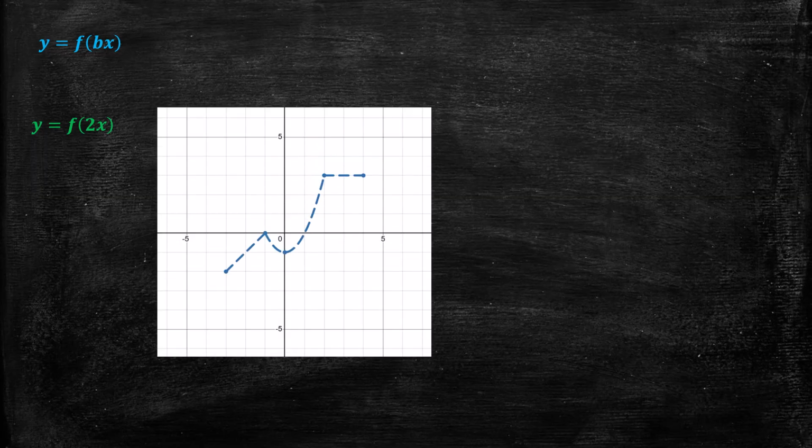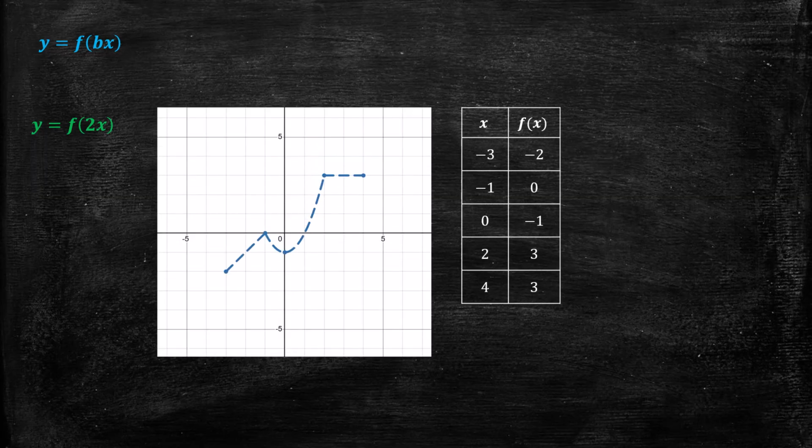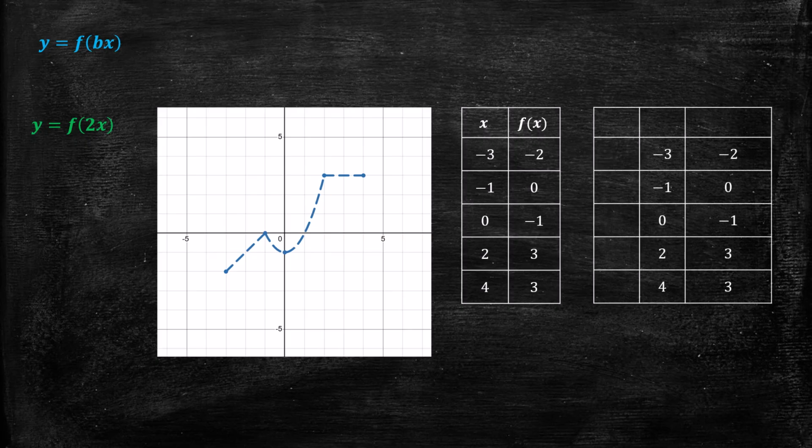So the final way in which we can affect a transformation of a function is by multiplying x by a constant b and then putting that result into the function. So let's explore what effect that has by looking at f of 2x. So here's our function f of x. Here is the table of values of our key points. And we can't use this table as is, remember, because now we're doing something to x before plugging into the function. So we need the extended table.